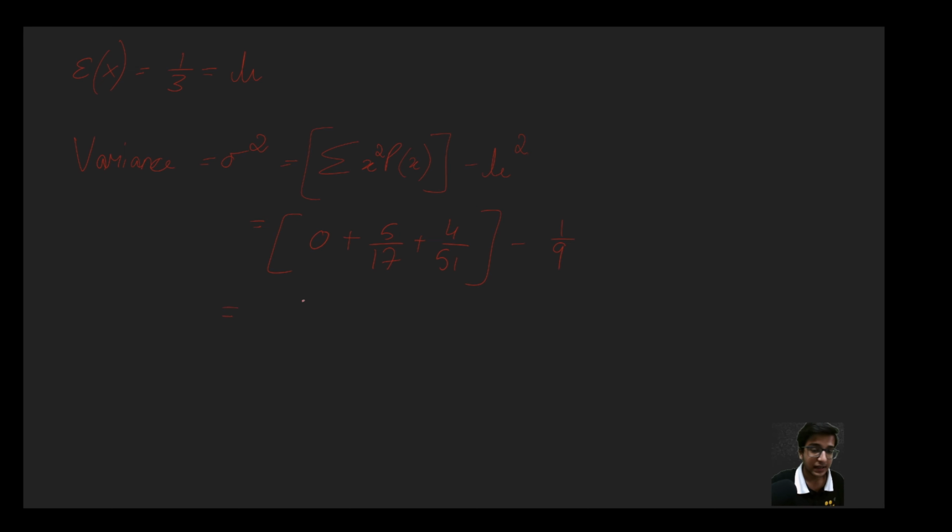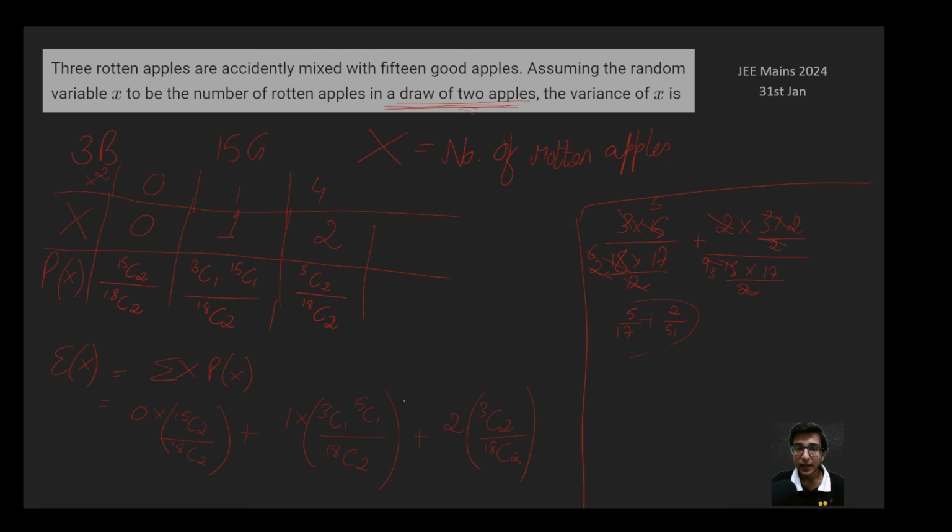So upon solving this entire thing, what are we going to get? We are going to get 40 by 153. This is our answer. So this is how variance is calculated. Now again, this question could have caused a little bit of confusion because they haven't told us anything about what our random variable can be. They have only told us that it is the number of rotten apples that we are choosing. So you had to take up all these 3 cases of us drawing 0 rotten apples, 1 rotten apple, or 2 rotten apples. So that is how this type of questions are solved.